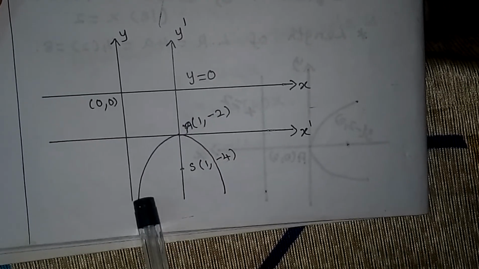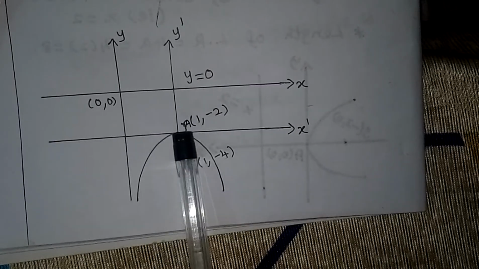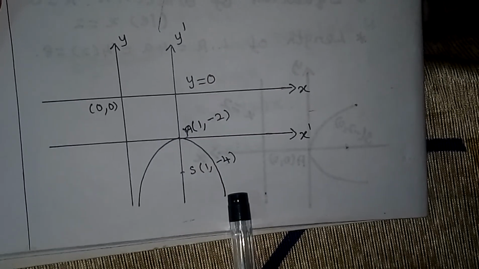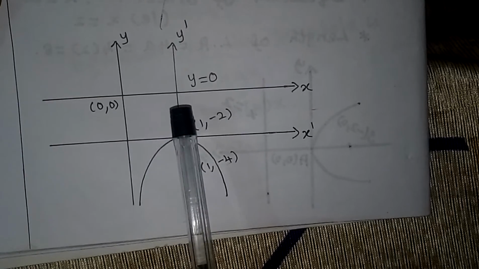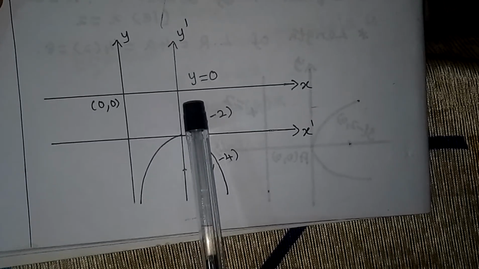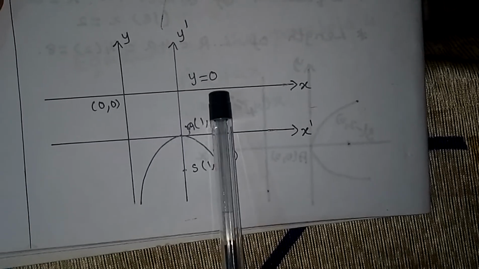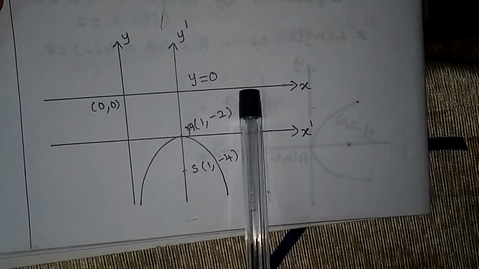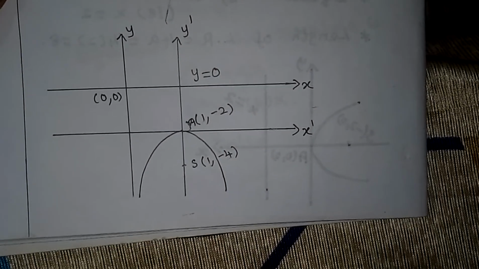Then you have to draw the parabola passing through the vertex and opening where we have the focus. And the directrix is y equal to 0. Y equal to 0 means x-axis. So along the x-axis you have to write y equal to 0.